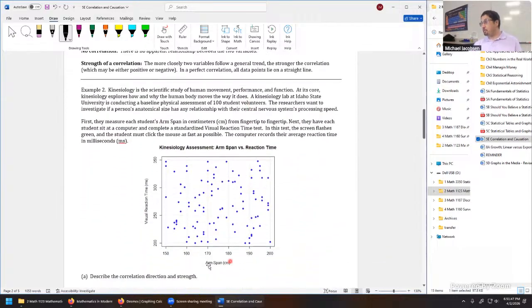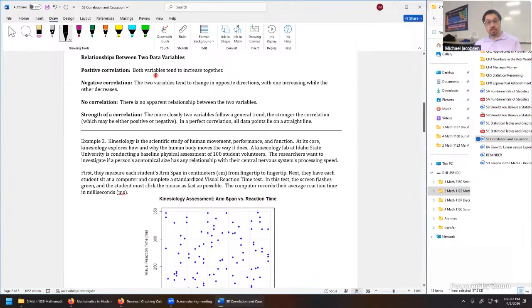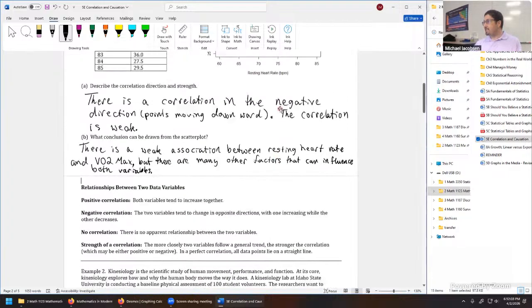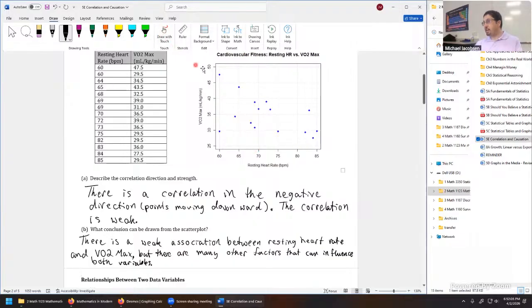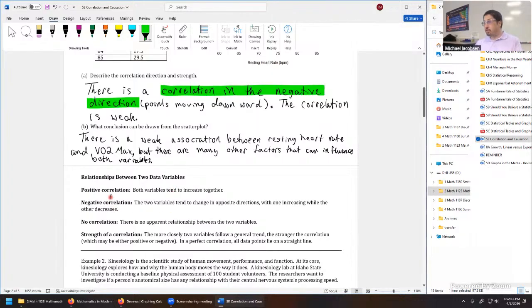When we look at two different variables, say arm span versus visual reaction time, the things we want to look into for the relationships between the two are, if there's a positive correlation, that would mean both variables tend to increase together. That wasn't this case. One variable increased and the other variable decreased, so we said the correlation was in the negative direction, not positive correlation. We'll say negative correlation occurs when the two variables tend to change in opposite direction. So that was the negative correlation graph that we were just looking into.